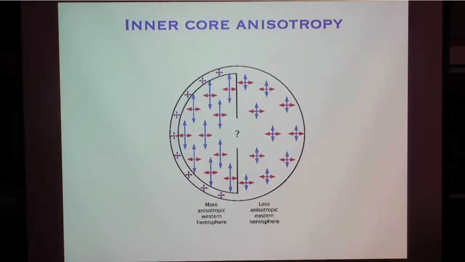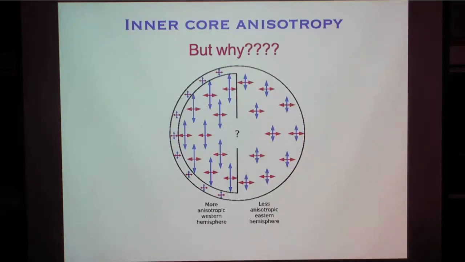And then we need to think back to our teenage selves and say, but why? Why do we even have anisotropy? Why does the inner core look like this? Why is it messing with us so much? It's this ball of iron that's slowly crystallizing in what should be a fairly well-mixed fluid. Why on earth does it look like this? So how do we make anisotropy? This is the interactive part of the talk. How do we make anisotropy?